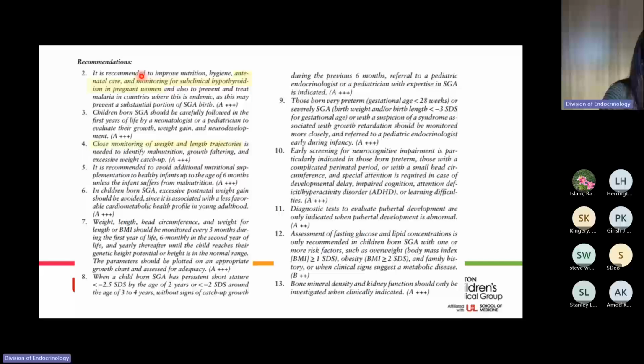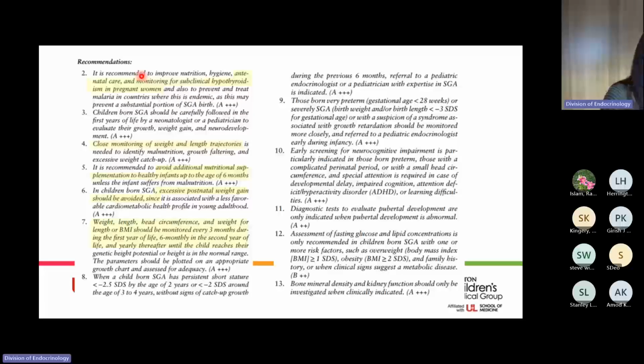Early on, we just have to keep an eye on the weight and the growth of these infants. We want to try to avoid adding any nutritional supplementation in healthy babies up to 6 months of life, as long as they're gaining weight. Because we all know that excessive postnatal weight gain should be avoided as much as we can.